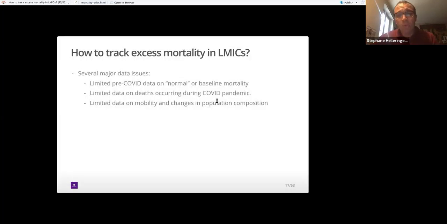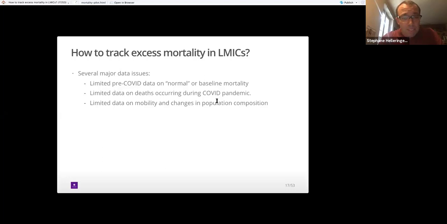So how then do we track excess mortality in low and middle income countries resulting from the COVID-19 pandemic? There are several major data issues facing us. The first one is that we have very limited pre-COVID data on normal or baseline mortality, so reference data against which we can measure the extent of excess mortality. That might be because the most recent survey happened 3 or 5 years ago, or because there hasn't been a survey in a country about a particular age group, and so on and so forth.